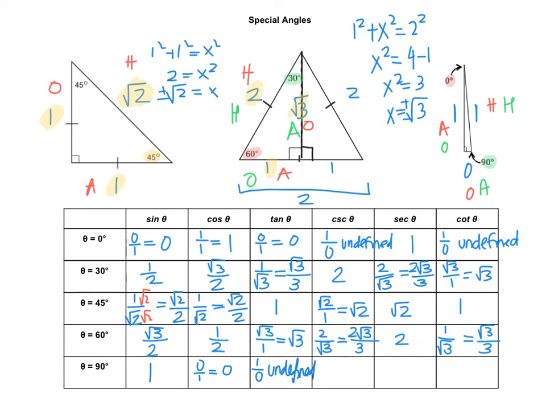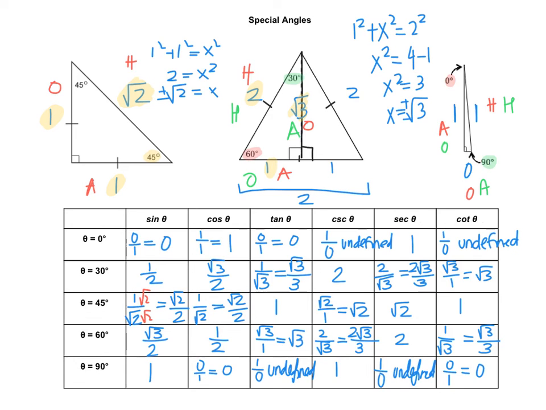Now let's take the reciprocals. The reciprocal of 1 is 1 for cosecant. The reciprocal of 0 over 1 is 1 over 0, so that is undefined for secant. And for cotangent, I'm taking an undefined ratio, 1 over 0. Take the reciprocal, we get 0 over 1, which is 0. So that one actually exists. So these are all of your trig ratios for the special angles.